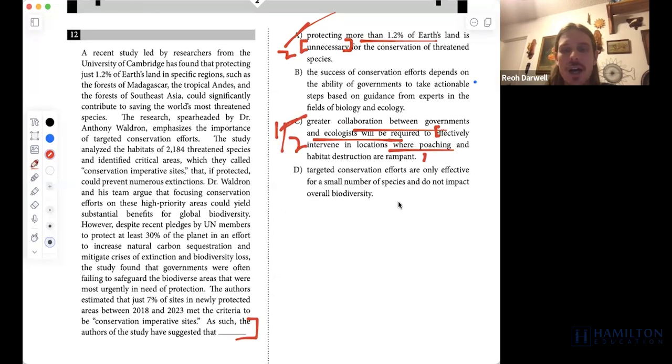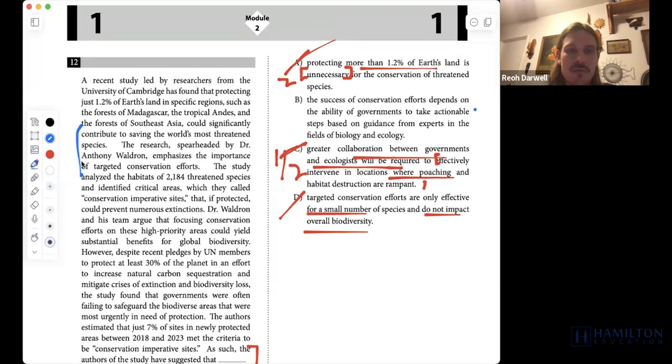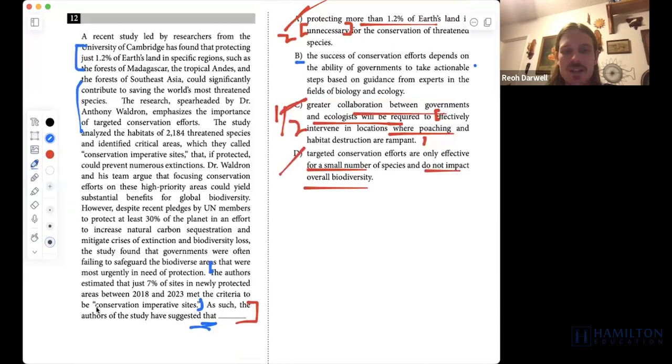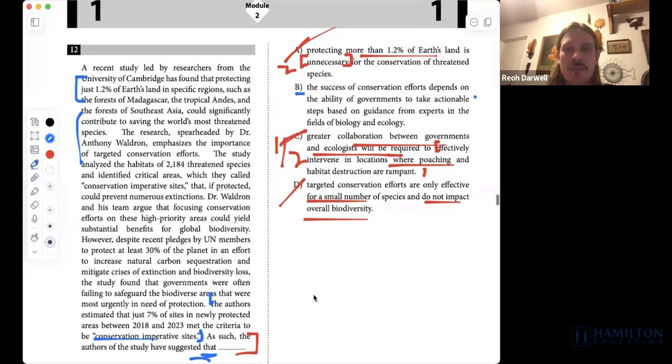Finally, D is an opposite or too extreme distractor, in that conservation efforts, targeted ones, according to this passage, are actually really helpful. Okay, so B expands on this claim because right here, we are saying that these important sites are only being protected 7% of the time.